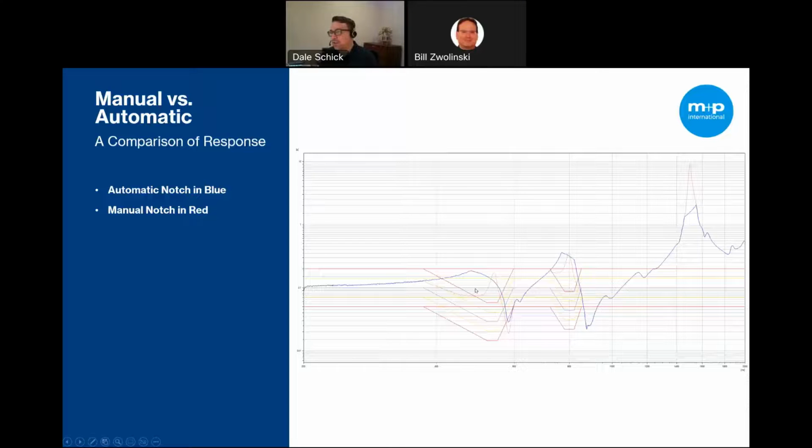You can also see this in the response. This is the accelerometer that is mounted to the very top of this test article. You can see that even the response here follows this manual notch. However, there were areas that were under tested by the manual notch. You can see those here.